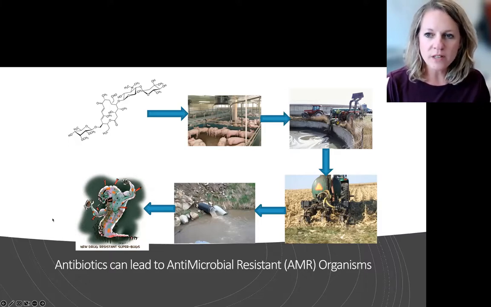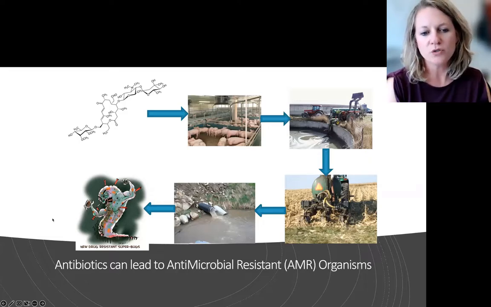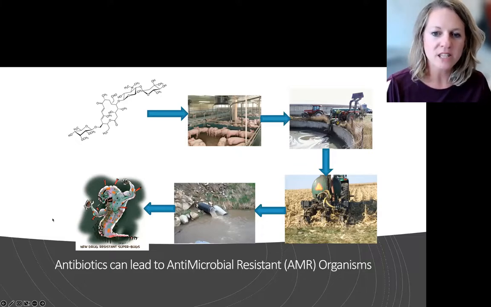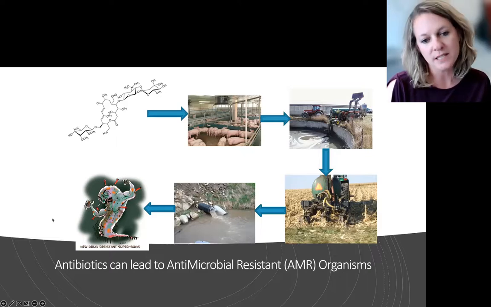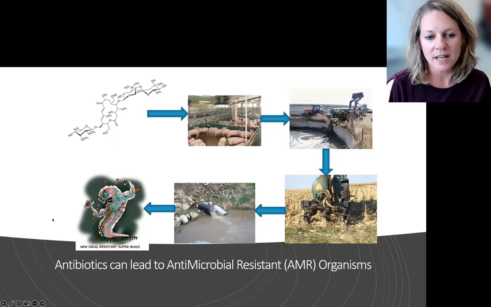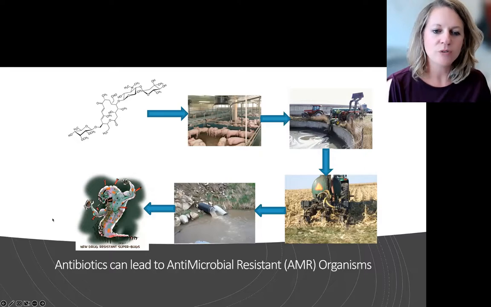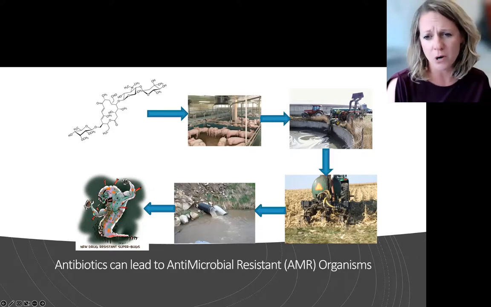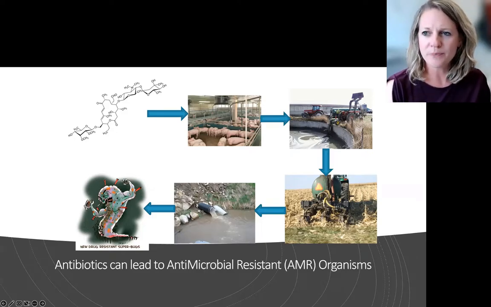And so through all of these different environmental compartments, we do have potential for the resistance to develop within that native community. And then when we have pathogens, potentially human pathogenic or animal pathogenic bacteria, there's the potential for that resistance to develop in these pathogens and create what we would call drug-resistant superbugs. And so antibiotics can lead to antimicrobial resistance, which we'll refer to as AMR moving forward.